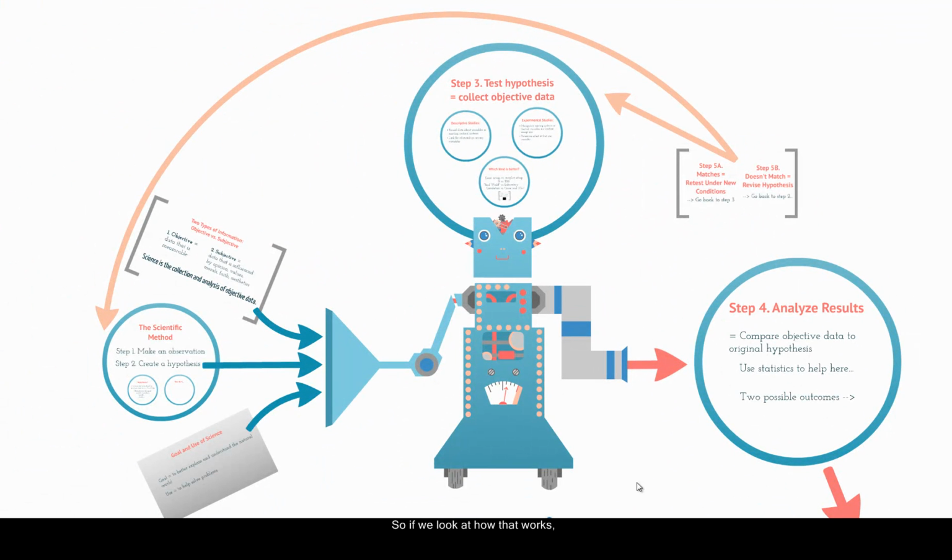So if we look at how that works, we've got our data coming in. We're analyzing our results. If it matches, you're going to go back and run additional tests. If it doesn't match, you're going to go back here, revise your hypothesis, and go through these steps again.